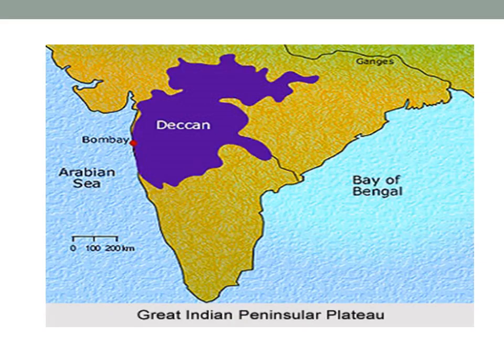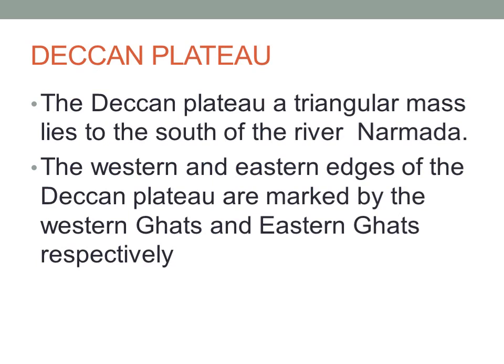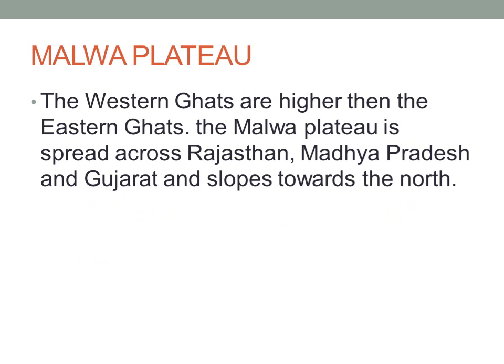More clearly in this map, Deccan plateau has been highlighted and shown for you in a different color. Can you see? Deccan Plateau. The Deccan Plateau is a triangular mass lying to the south of the river Narmada. The western and eastern edges of the Deccan Plateau are marked by the Western Ghats and the Eastern Ghats respectively. The Western Ghats are higher than the Eastern Ghats.